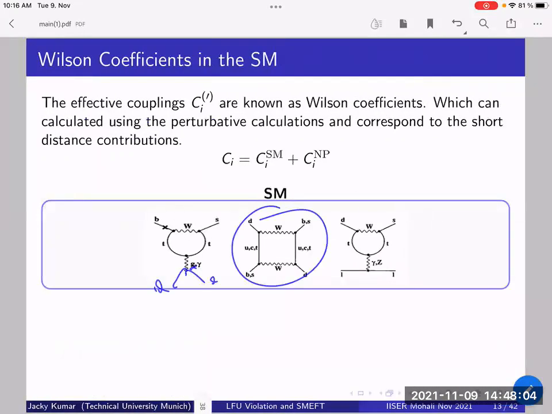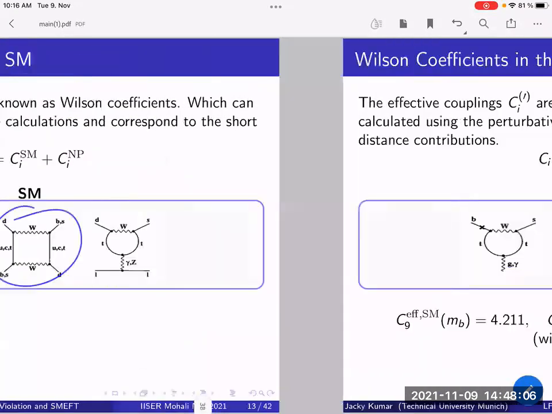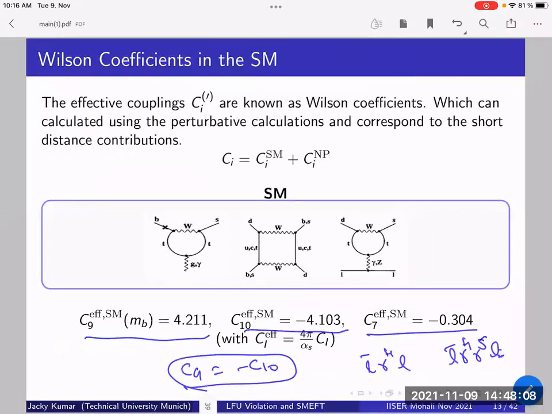Yeah. So basically, when you calculate these diagrams, you get these values. Okay, and from these values, you see that the gamma mu and gamma mu gamma 5 operators are almost the same.